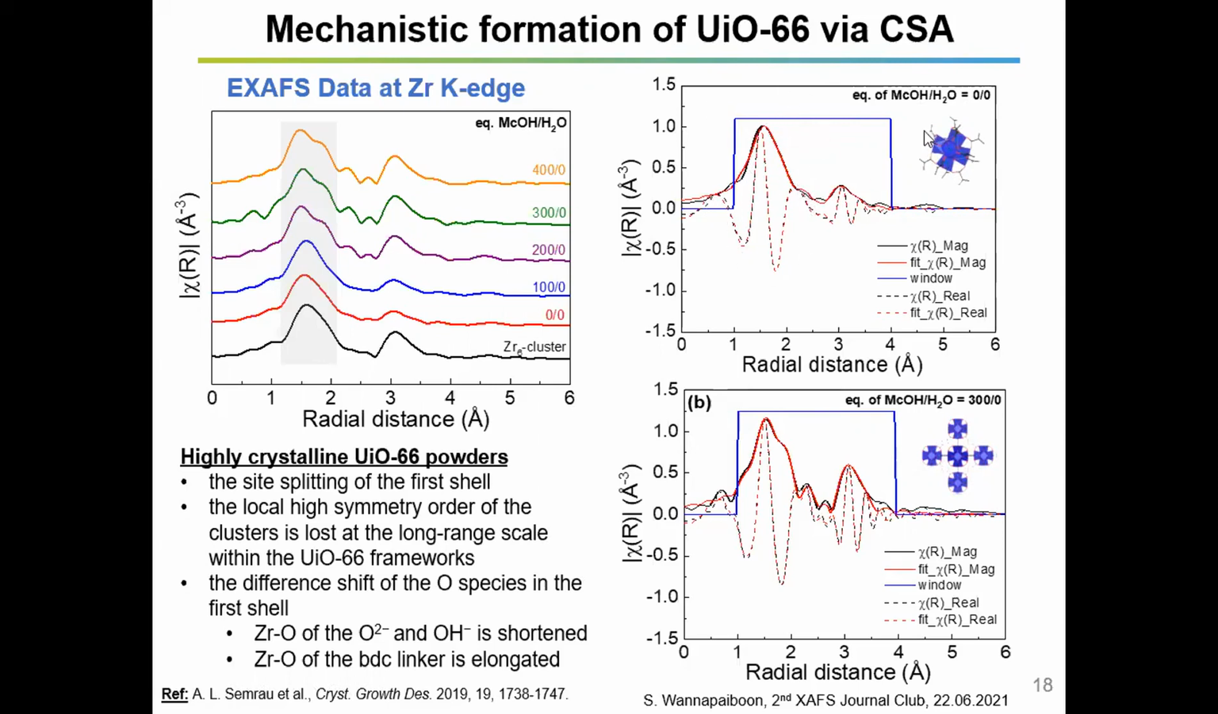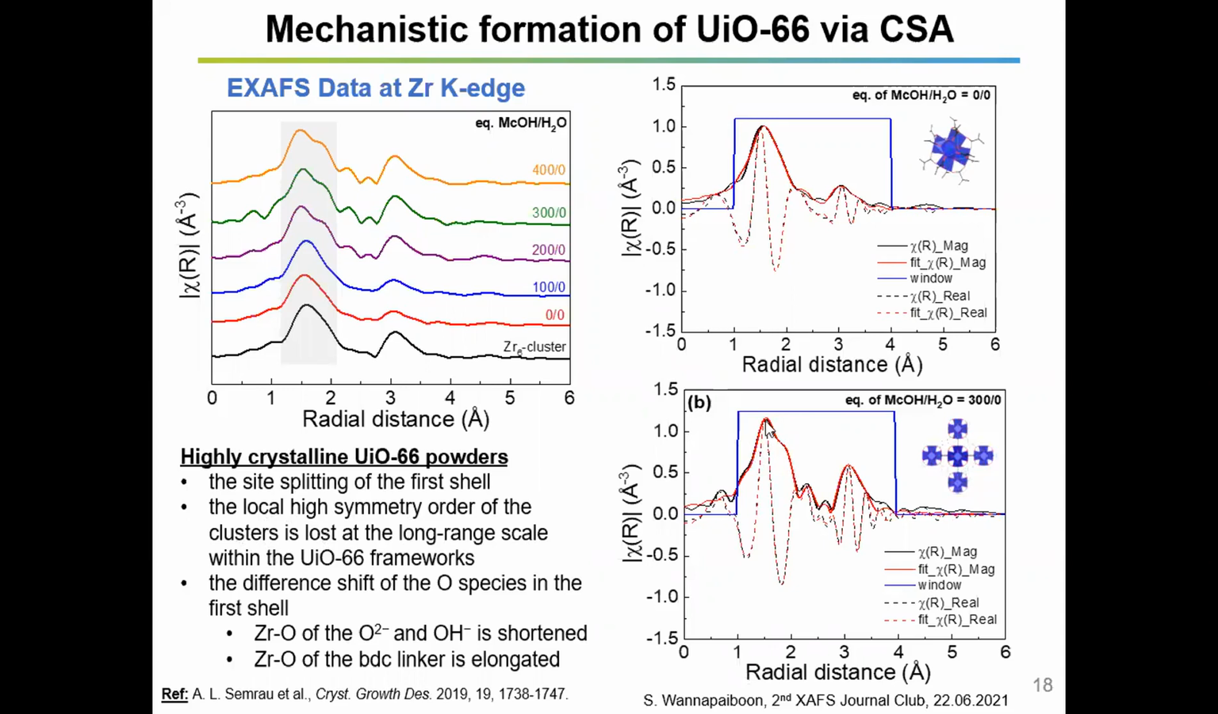But if we put this kind of cluster into the UiO-66 framework, this cluster has coordinated oxygen around the zirconium atoms. But when you put this cluster inside the UiO-66 structure, each node is connected with 6 BDC linkers, meaning that you get a local high-symmetry order of the clusters inside the crystal framework. So this is the reason why you get the peak splitting at the first shell in this case.